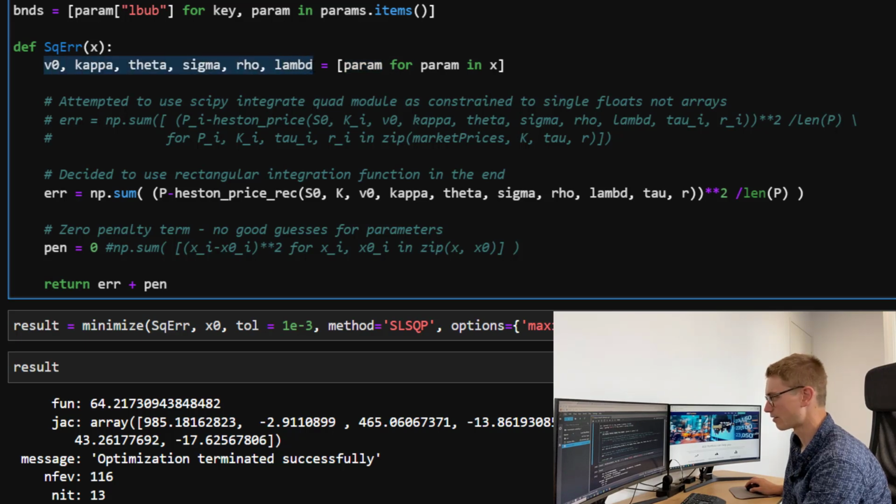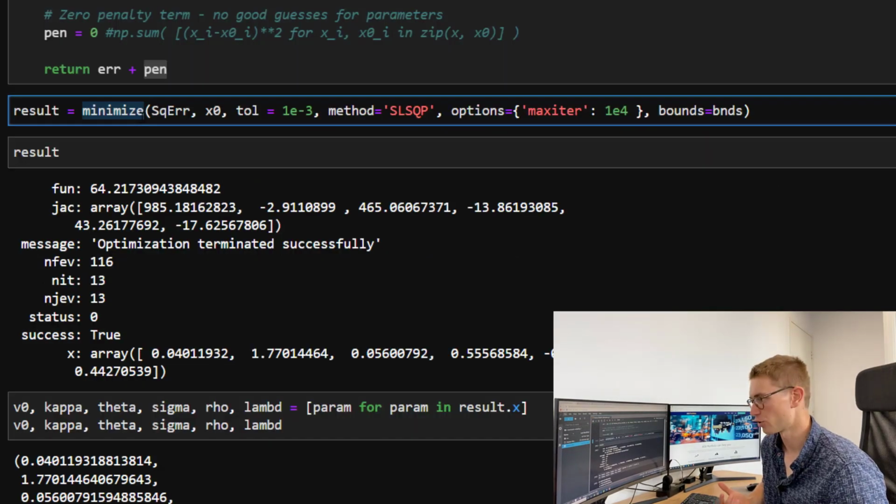I just unpack the variables, and then I pass them in to my Heston price rectangular function. I'm just taking the price minus that calculated price, squared, divided by the length of that price series. I'm using numpy sum to calculate the sum of the error. If you wanted to add the penalization term, here's where you would do it. I decided just to comment that out in the end, and then you would return error plus penalty.